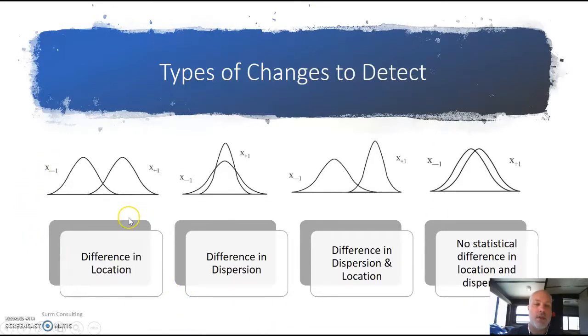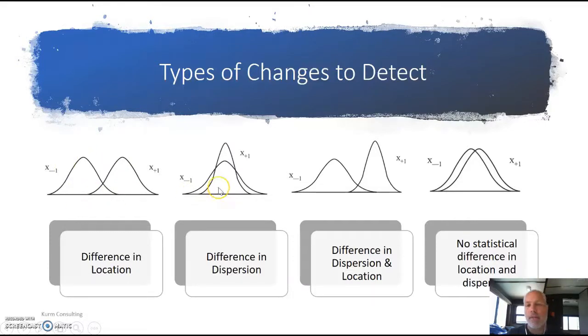So if there's a difference in location, you'll see that these two distributions are, let's say this is my before data, this first distribution or mountain here. And then if I've made an improvement to my process, I might have seen a difference in what we call location, a difference in mean. Okay, and so there are tests that will help us show that.